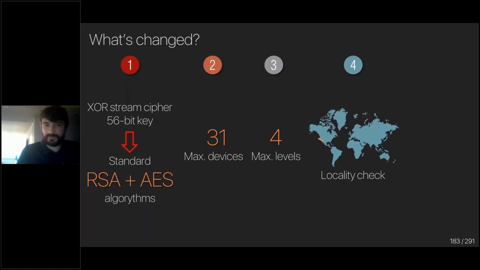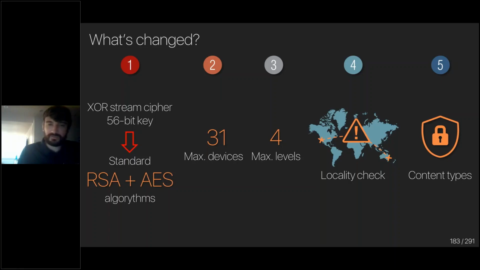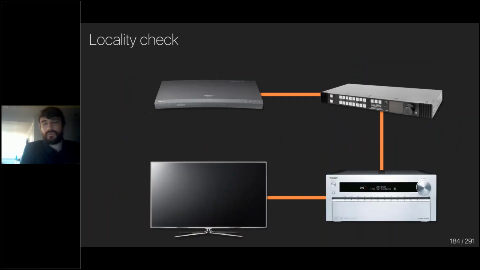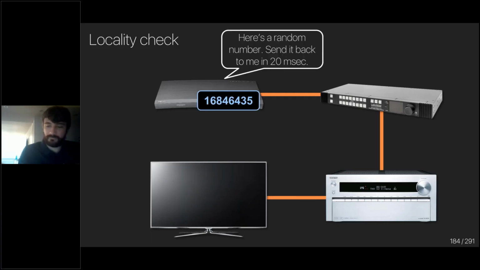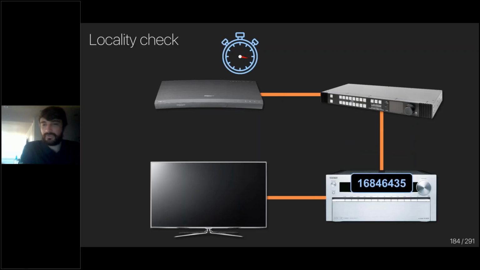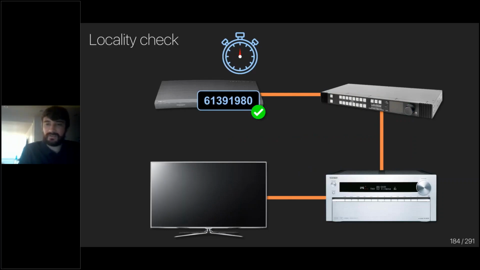Then there are 2 new items. One is the locality check, which I will explain, and then the content types. So what is the locality check? It's a way of making sure that the protected content is not sent to a wide area, so it stays local. To see how it works, the source comes up with a random number, and it sends it down the signal path to all of the HDCP compliant devices, and they must do some calculations on this random number and send the results back to the source. And the rule is that these results must arrive within 20 milliseconds. If they're late for whatever reason, the source may deny sending any content through.